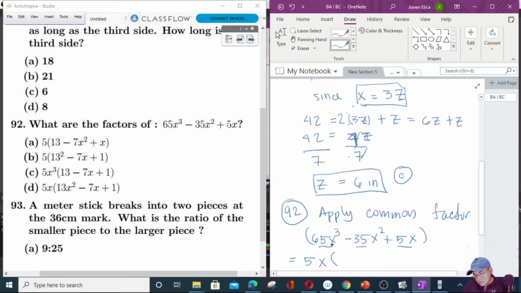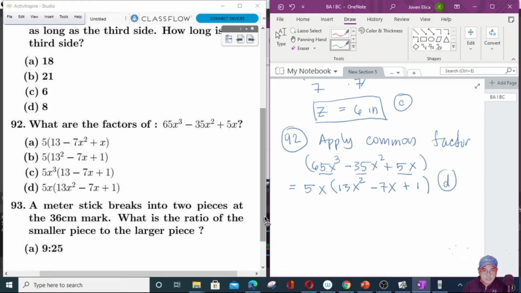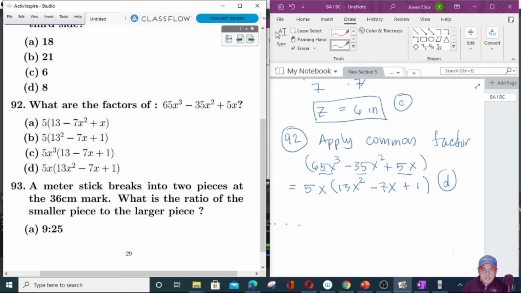65 divided by 5 is 13, so this is 13x squared. Okay, minus 35 divided by 5 is 7x, because we have x here, plus 1. So the answer is letter D. 13x squared minus 7x plus 1, letter D. So very simple, a common factor problem. Okay, number 93.